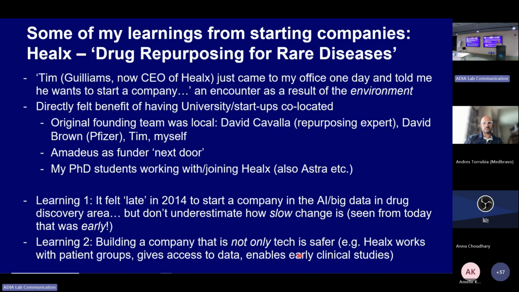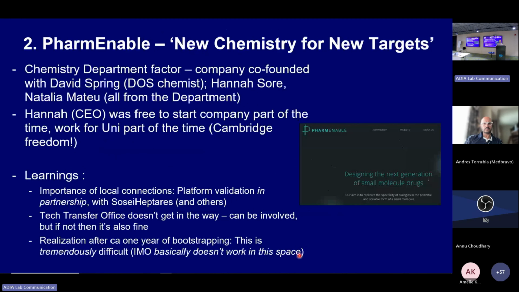So Helix, for example, works with patient groups as well, because you need to build that relationship and so on. That takes a while, and that's not just copy paste by some tech people. So see if you need a second leg of your company as well. And the other company we built, Farmenable, new chemistry for new targets, very different company, predicting new chemistry for protein-protein interactions, for example, reaction prediction and so on as part of that.